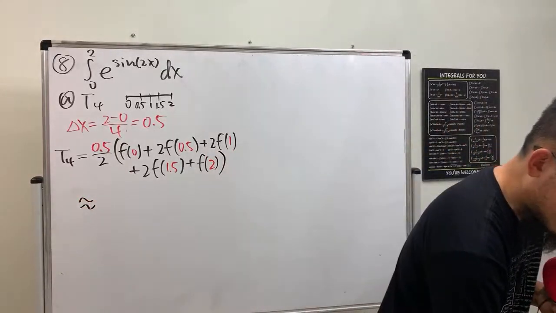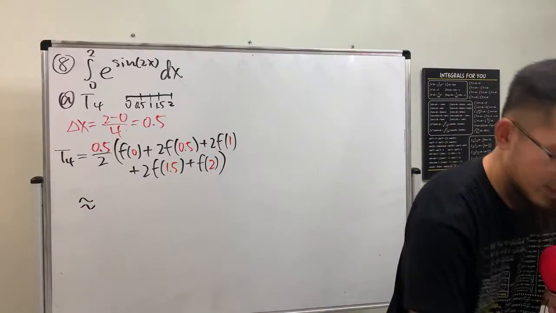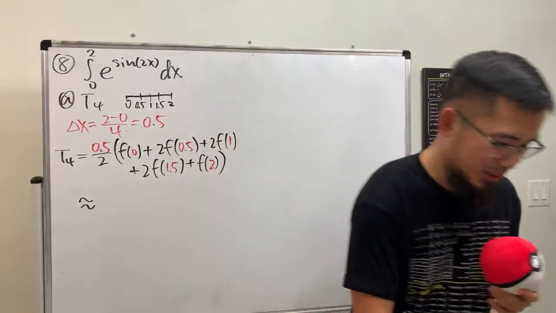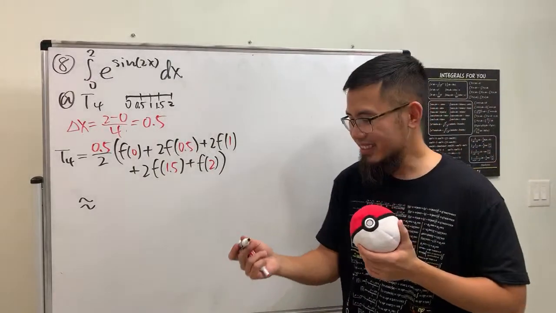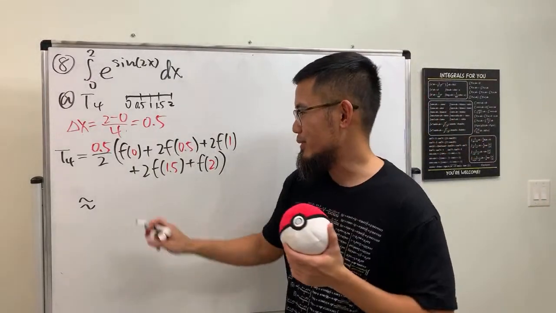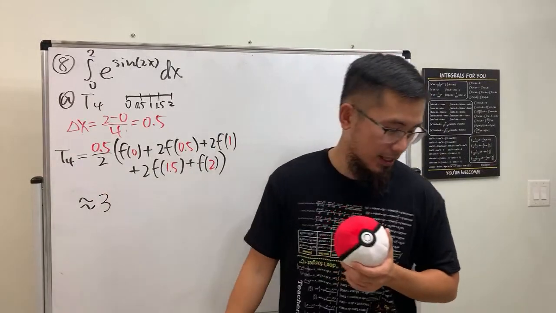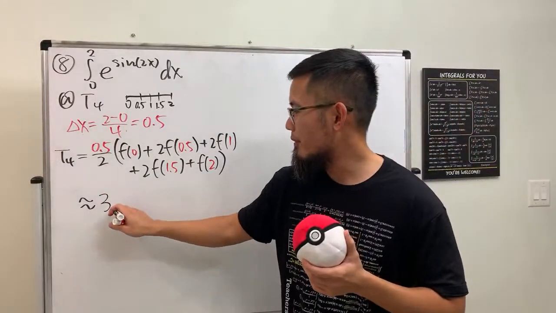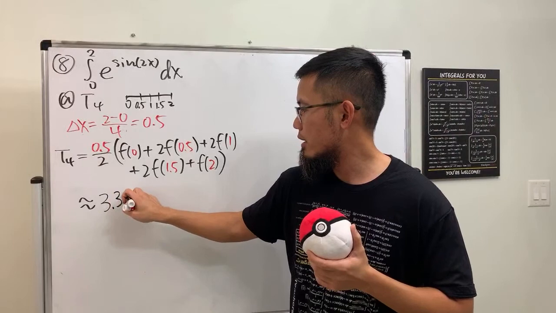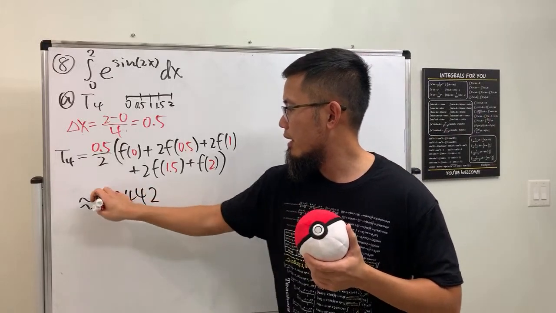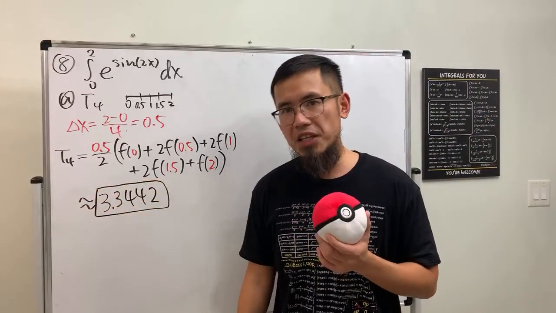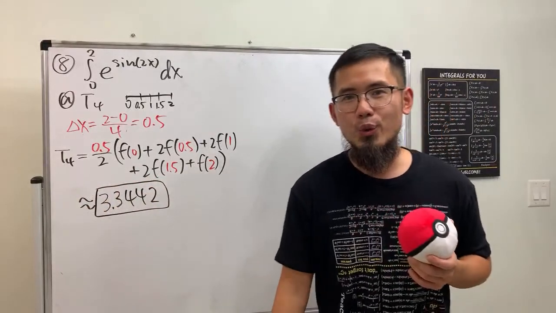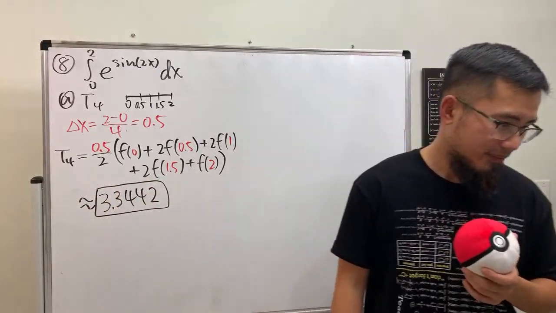And this right here, I actually wrote down the solution, right? Because I want to tell you guys what the answer is. This time I will not tell you guys you do it. This is approximately 3.3442. Alright, so this right here is it. This is T4, right? Trapezoidal rule when n is equal to 4.